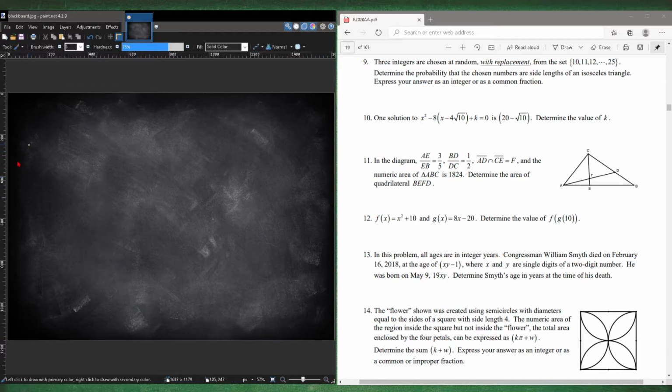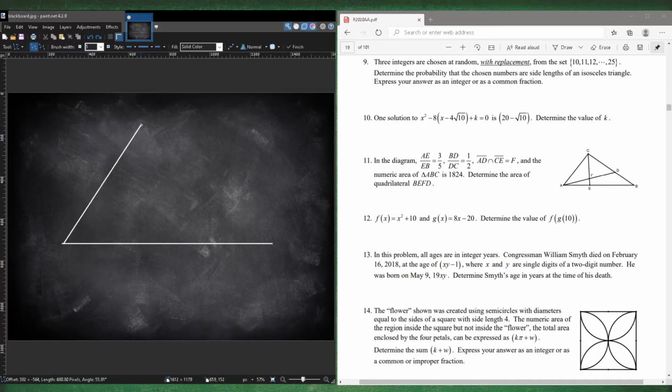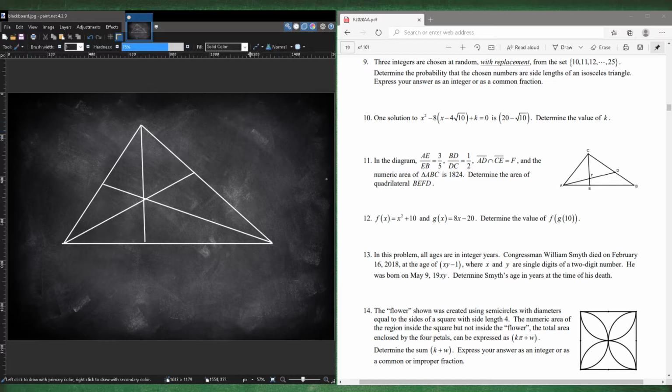Okay, so let's draw how this looks. Something like this. I'm just drawing a general picture. It doesn't have to be that precise. So I'm going to draw a line from here to here, then from here to here, and then one final line from this vertex to this vertex. Because there is something called Ceva's theorem, which we use for concurrencies. Concurrencies, not congruencies. Basically, they all intersect at one point.